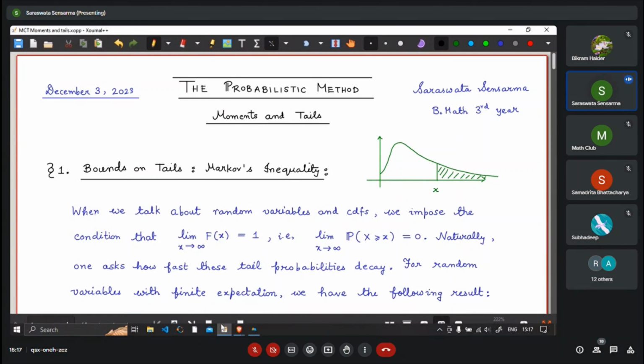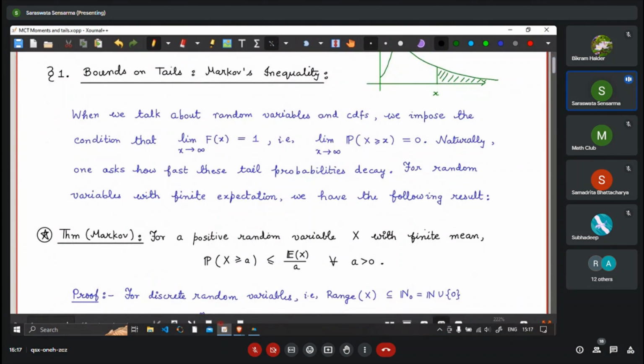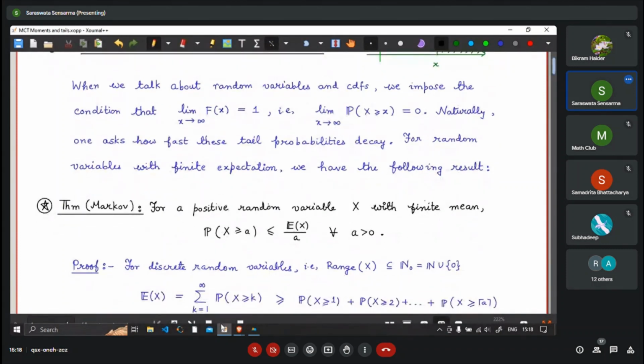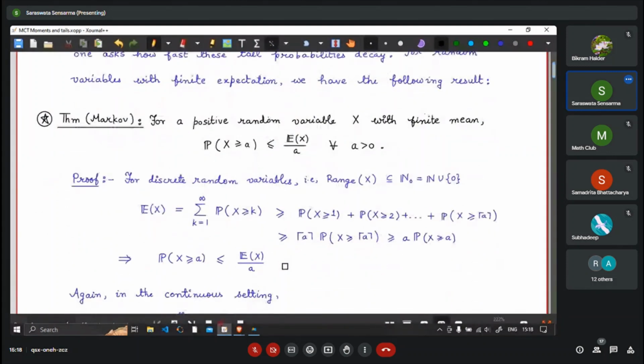In general, we can't say too much, but for random variables which have a finite expectation, we have the following. This is called Markov's inequality. It was discovered way back when by Markov. All random variables in today's talk will be positive, but I'll keep writing it. If you have any positive random variable which has a finite expectation, then the tail probabilities fall off as 1 over n.